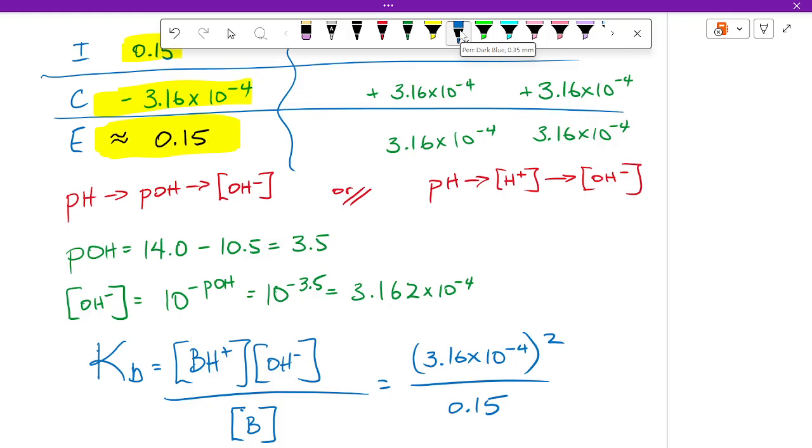No, really? Okay, I feel like I pressed a button wrong. Nope, I didn't. Wow, that's weird. The square of 3.16 times 10 to the negative 4 is weird. But that's okay.